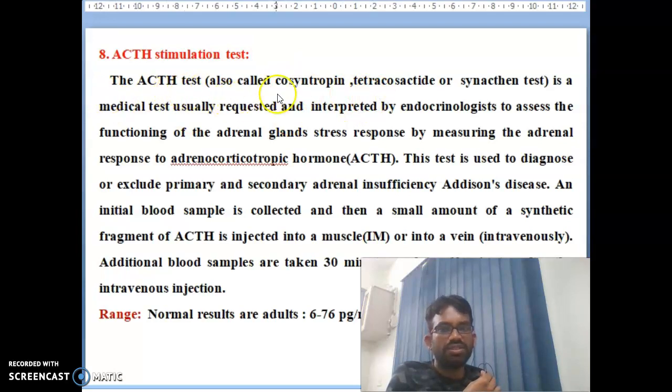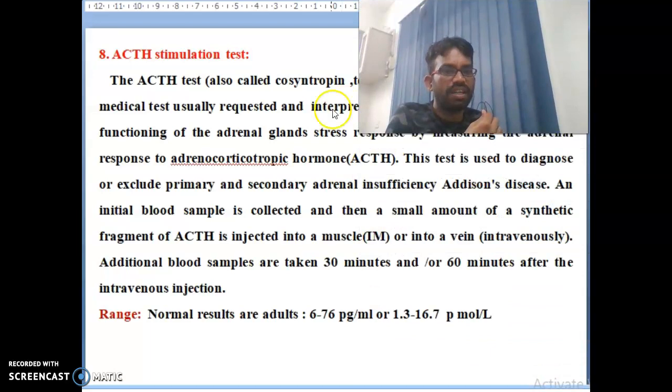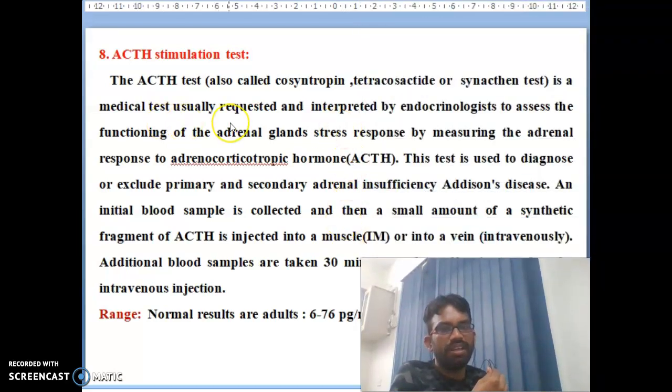Next one, the ACTH stimulation test. It is also called the cosyntropin stimulation test, a medical test usually ordered and interpreted by an endocrinologist to assess the function of the adrenal glands and stress response by measuring the adrenal response to adrenocorticotropic hormone. This is one of the hormone tests. It shows how well your adrenal glands work, and the normal range I give here for adults is 6 to 75 pg per ml, or 1.3 to 16.7 picomoles per liter. This is the ACTH stimulation test.